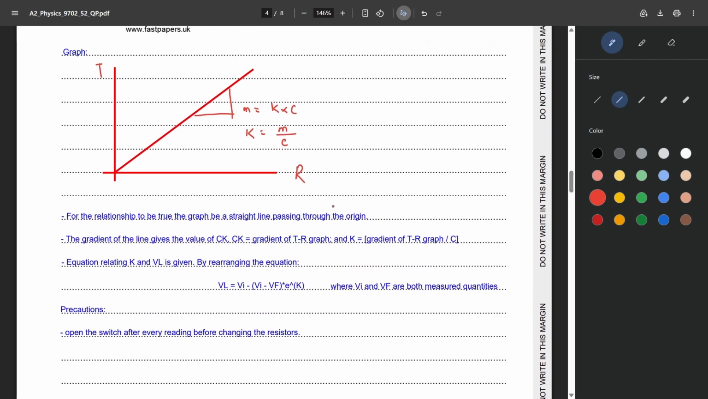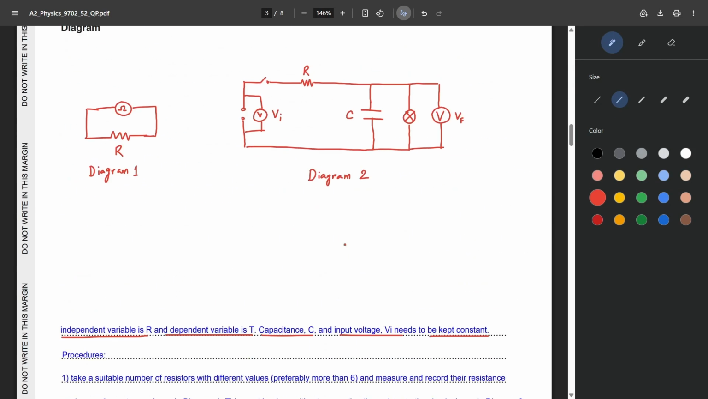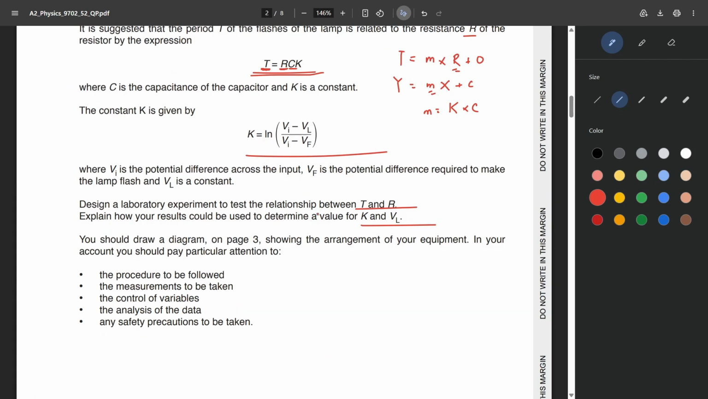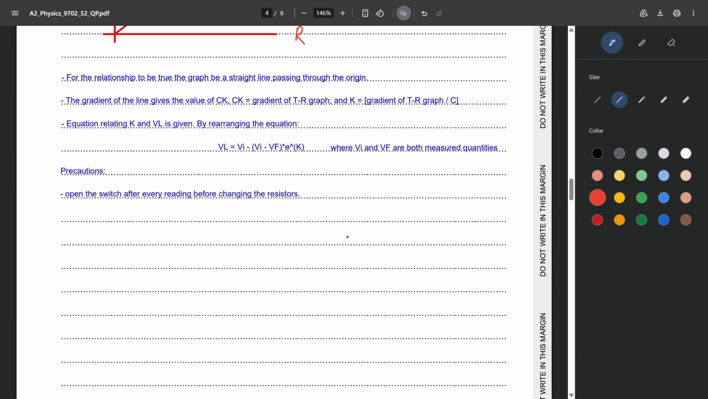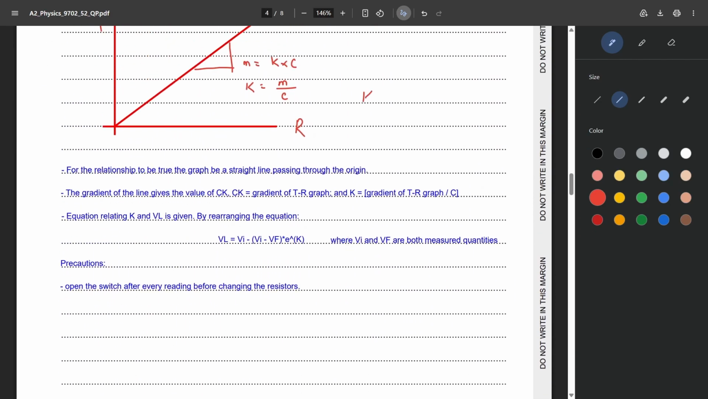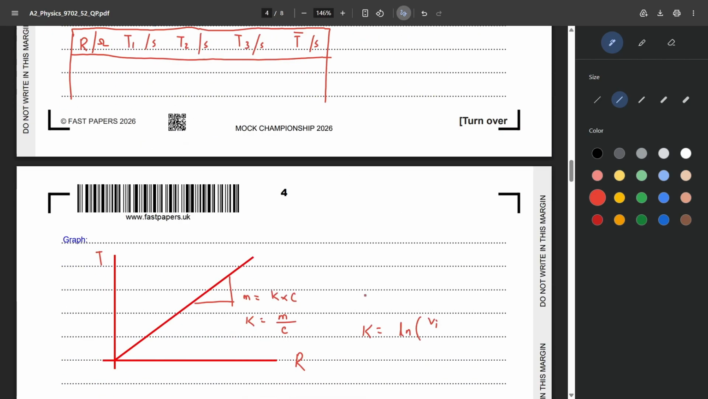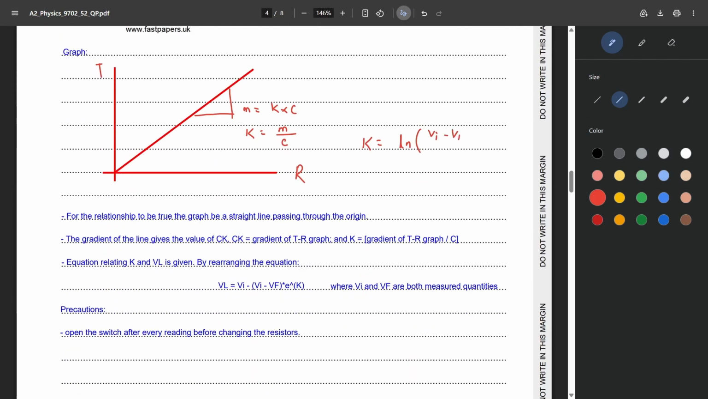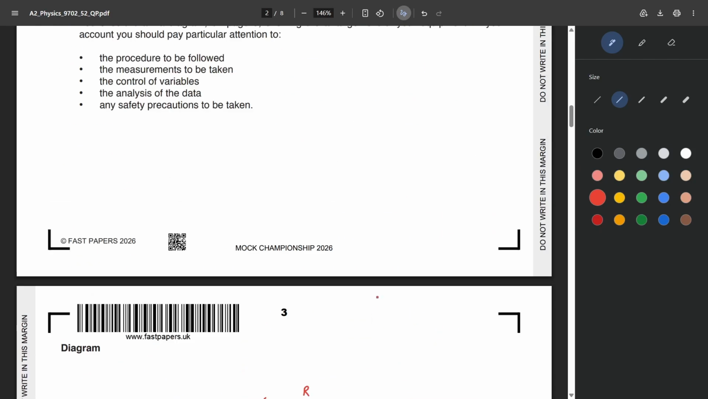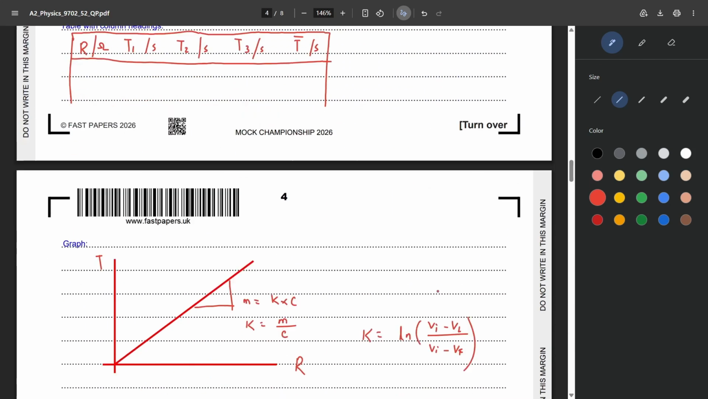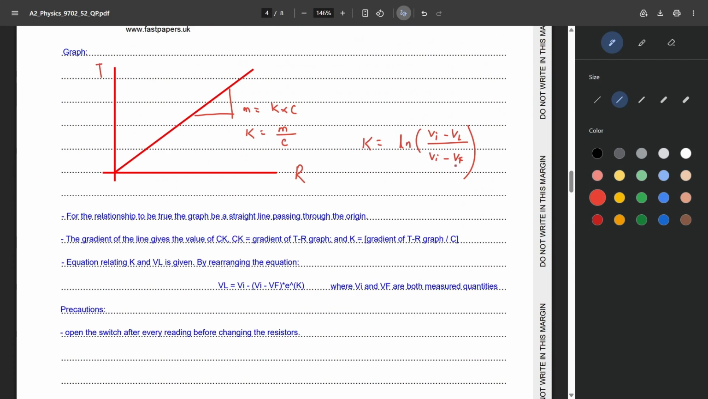Okay, now gradient can be calculated from the graph, and C, capacitance, is a known quantity. Now if we place the value of K in the equation over here provided to us, we'll get something like this. K is equal to natural logarithm Vi minus VL over Vi minus Vf, right? Okay. Now our purpose here is to find the value of Vf.